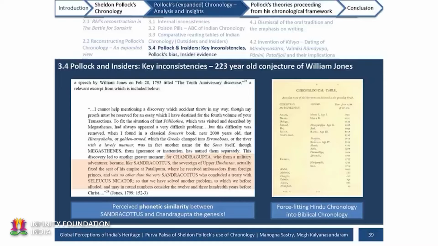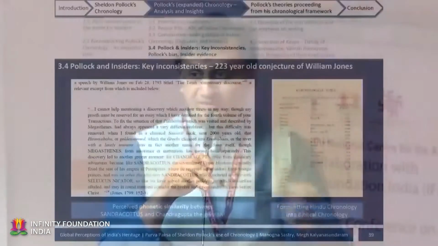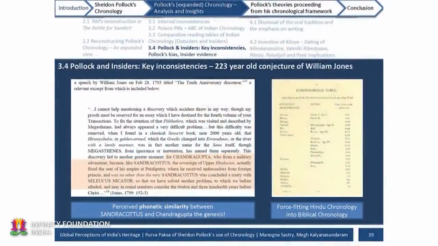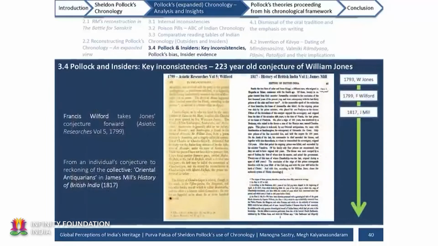And it appears that Sir William Jones in 1793 felt that Sandrocotus sounded like Chandragupta. So the phonetic similarity of Sandrocotus and Chandragupta was the basis. Okay? Now, if you look at his own publication, there's a chronological table that we found, we can see him mapping the Hindu chronology to biblical chronology. Francis Wilford takes this forward in 1799.